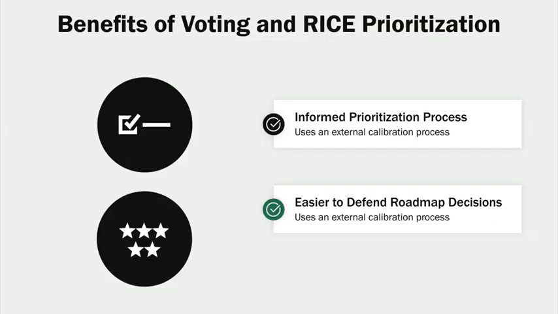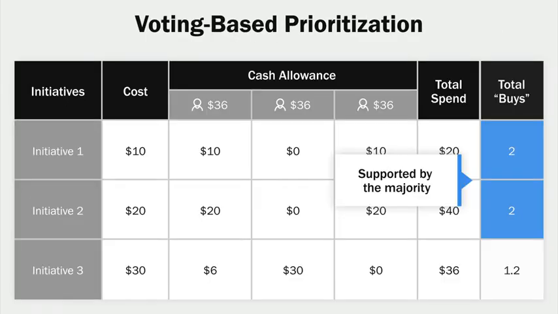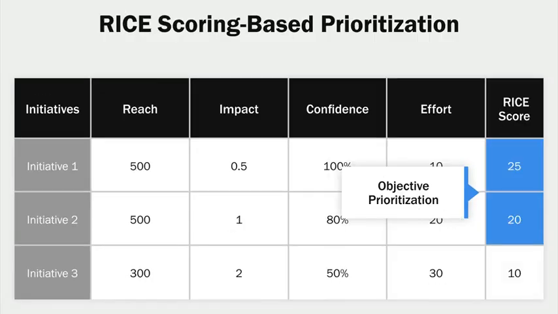Second, it makes defending roadmap decisions much easier. Because there's an agreed-upon process for prioritization decisions, there's a lower risk of people feeling like their ideas are being unfairly dismissed. In voting, there's a reassurance that initiatives are supported by a majority. In our example, the PM could point out that Initiatives 1 and 2 had the highest purchases. In RICE, there's a reassurance that initiatives are being objectively prioritized to achieve an optimal return. In our example, the PM could point to Initiatives 1 and 2 scoring objectively higher on the RICE calculation.